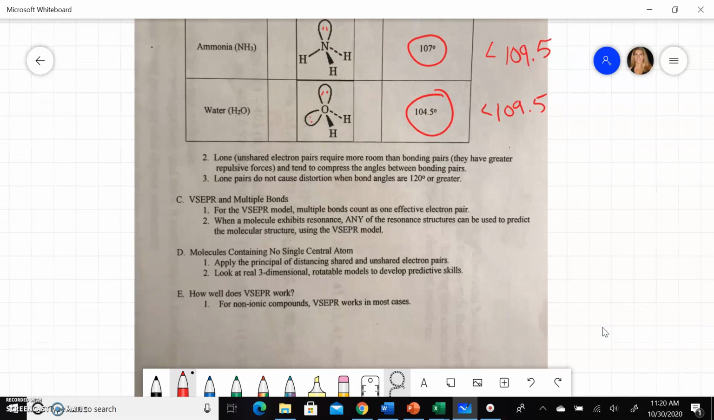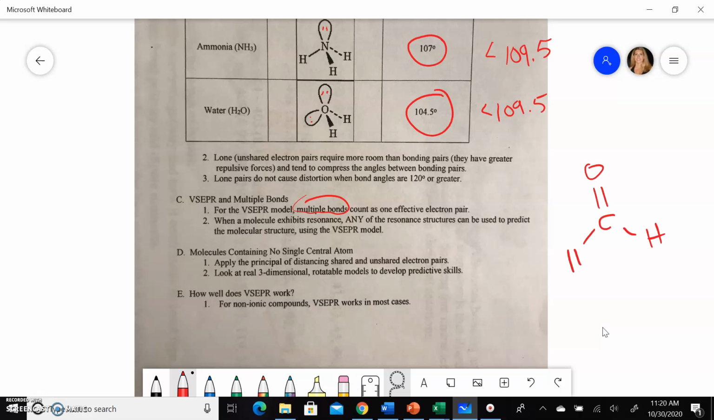There's a few more things. Multiple bonds, we talked about this before too. Multiple bonds count as 1 effective electron pair. So for example, if we had something like this, some people like to call this tetrahedral because they say, oh, well, there's 4 bonds, 4 is tetra, but there's only 3 outside atoms. So this is actually trigonal planar because that multiple bond right here doesn't affect the shape is what they're trying to say.